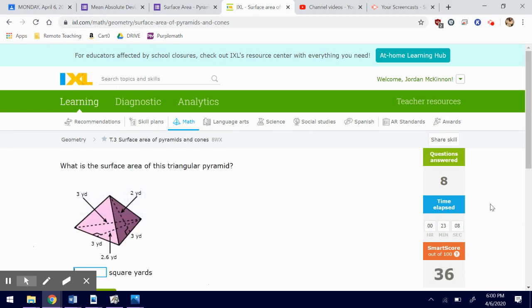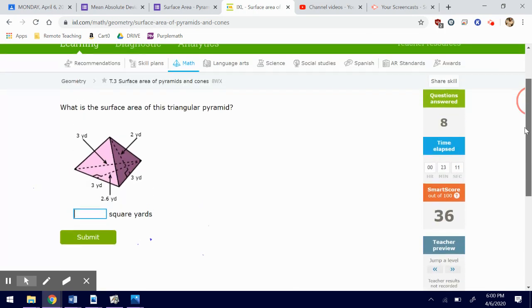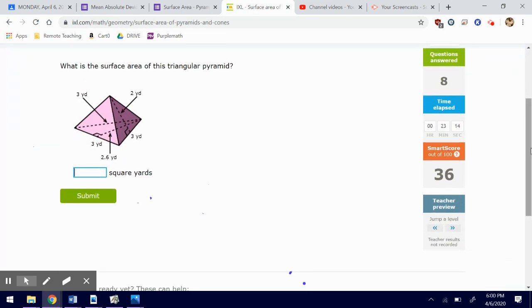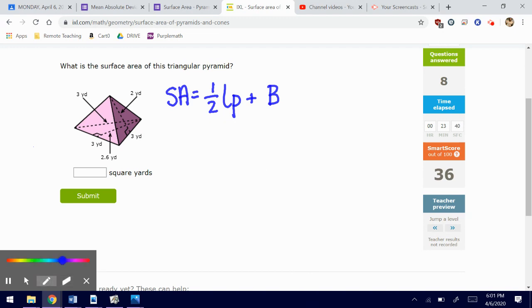Okay, so here's one. So this is a pyramid, so we're going to use the same pyramid formula that we've been using. It's just a little bit different because its base is not a square. Its base is going to be a triangle. So surface area equals 1/2 LP plus capital B. My slant is going to be the same as it was on the other pyramid, from the point down to the bottom, which they're telling me is 2. So my L is going to be 2.